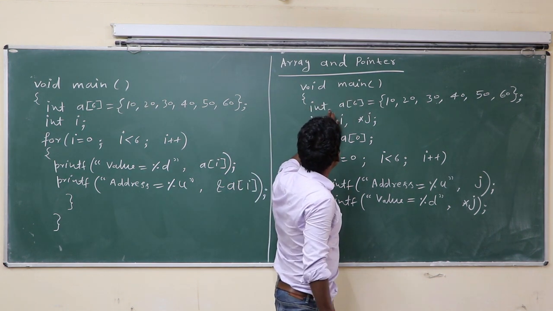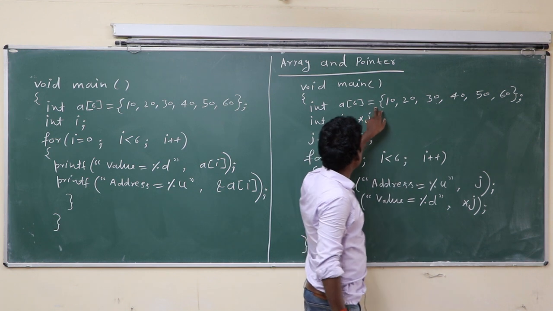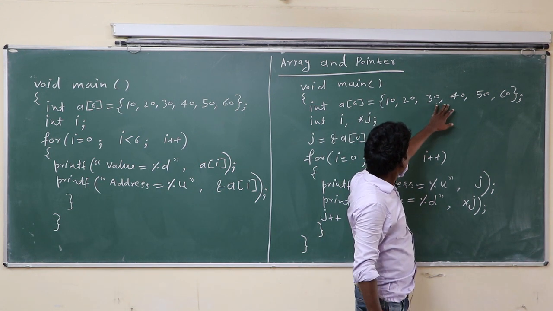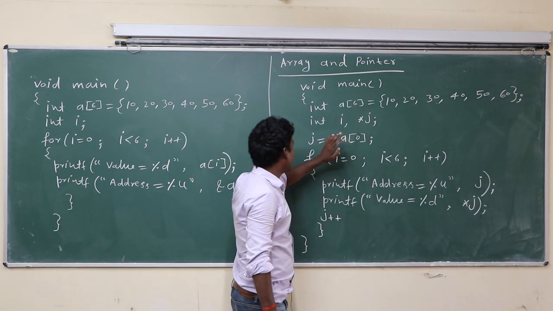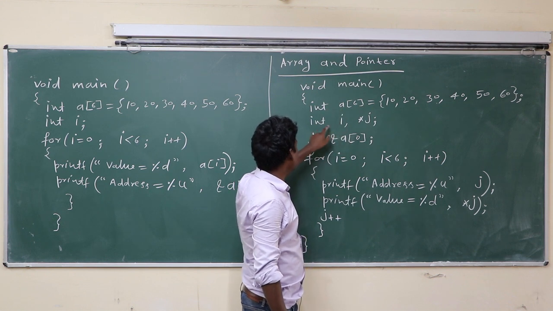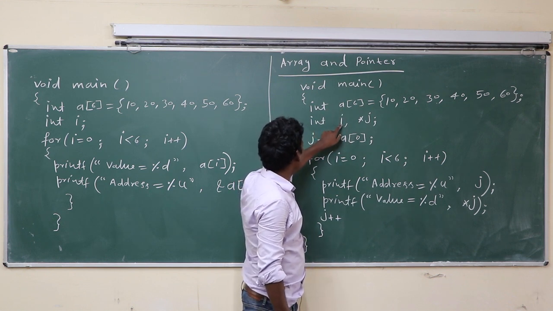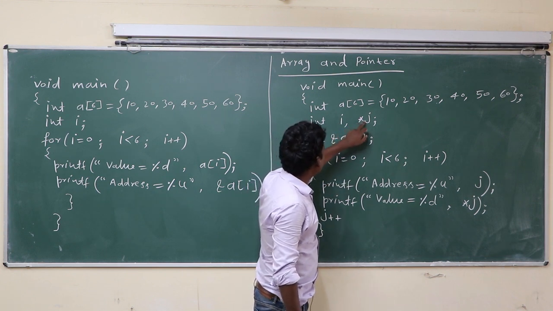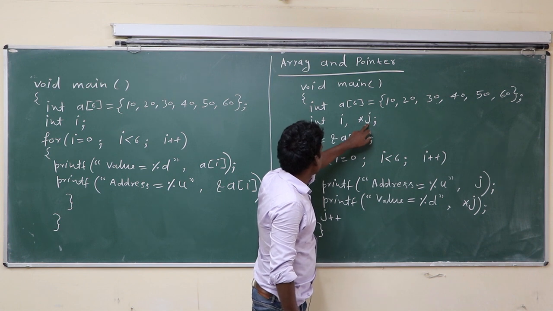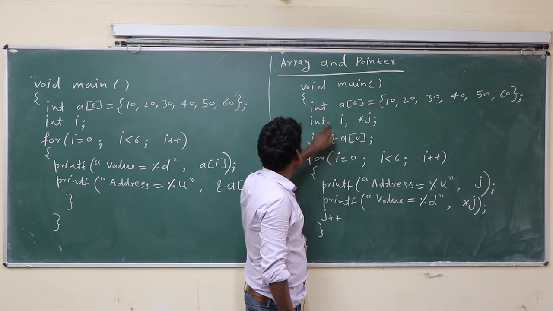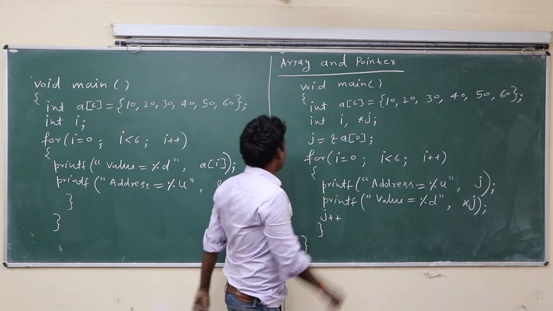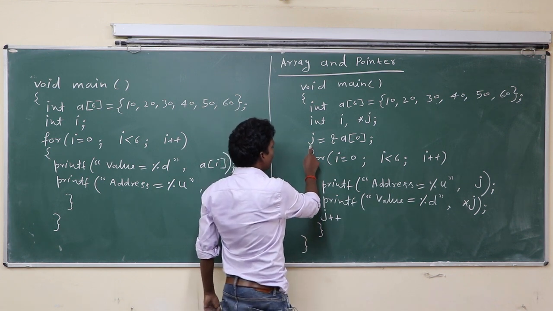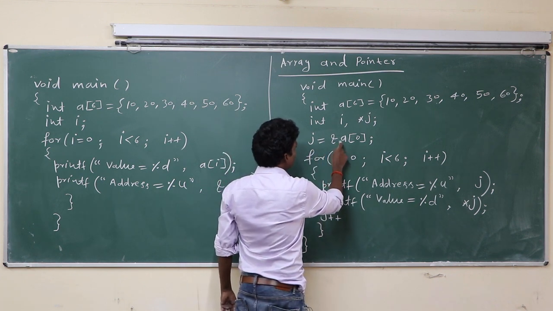Here void main, int a of 6 equal to 10, 20. 6 elements are initialized here in array A. The array is an integer array. int i is a variable used in the for loop, that's why we have declared it. Okay, asterisk j is a pointer variable, pointer to integer. Okay, and j has the initial value ampersand a of 0.